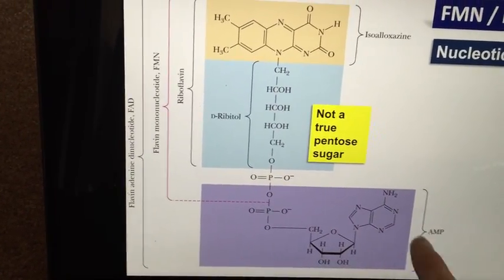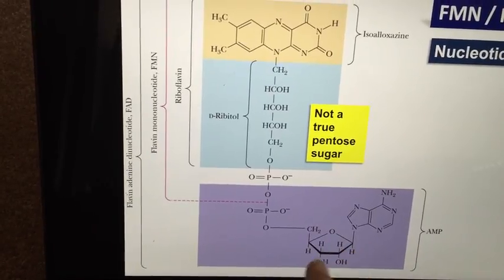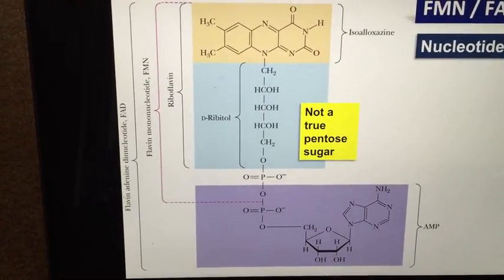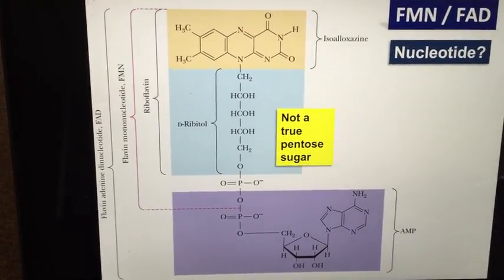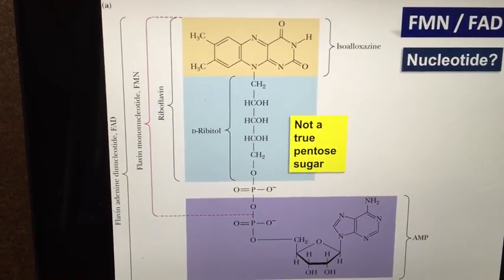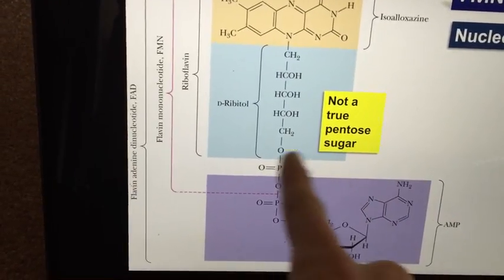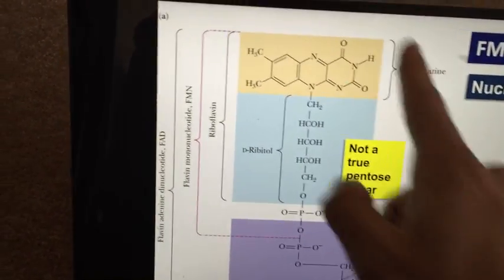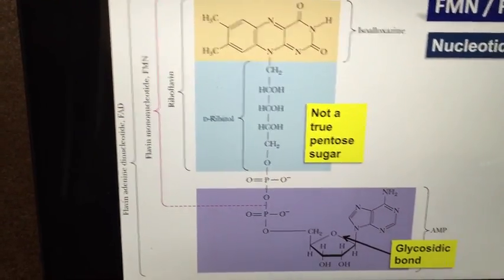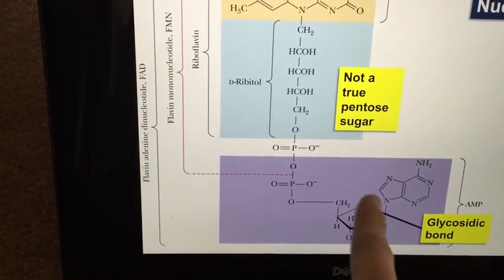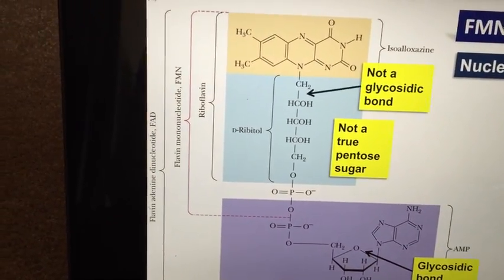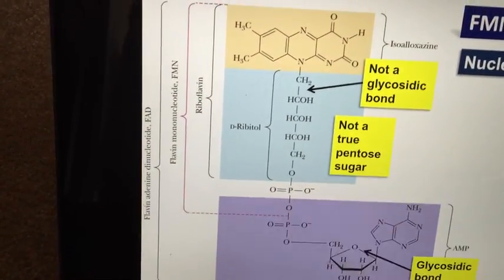AMP is a true nucleotide. Look at the shape of this sugar over here, this ribose sugar. It's a pentose. Look at this D-ribitol. It is not a true pentose sugar. And that is why, although FAD is referred to as a dinucleotide, it actually isn't a dinucleotide. Sure, it's got a single nucleotide in AMP, but this region over here is not a nucleotide due to the fact that that's not a true pentose sugar, and furthermore there isn't a true glycosidic bond present either, which is present over here in the true nucleotide. So this is not a glycosidic bond.